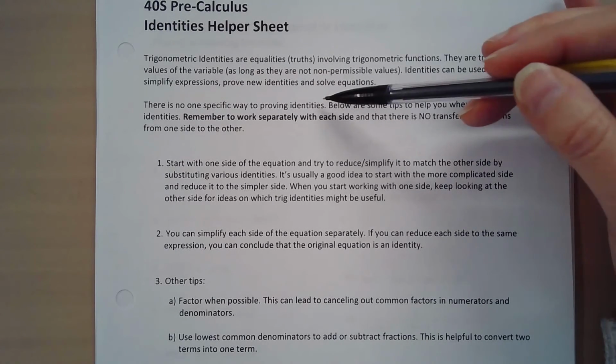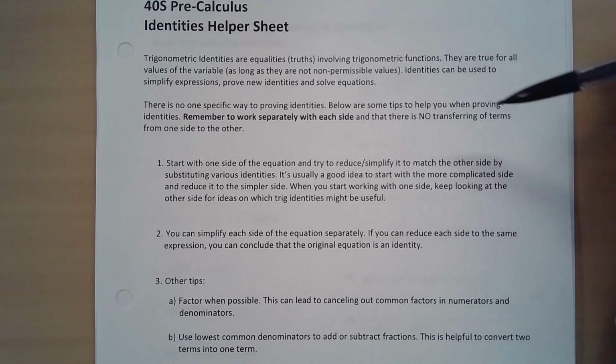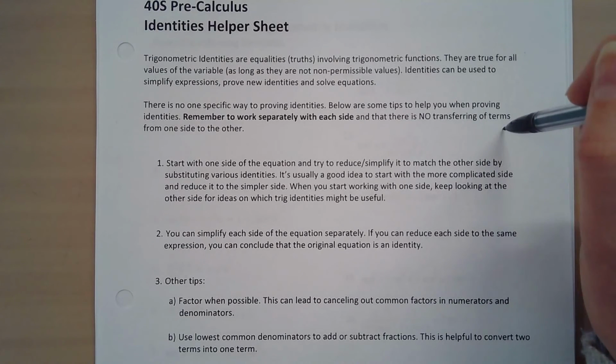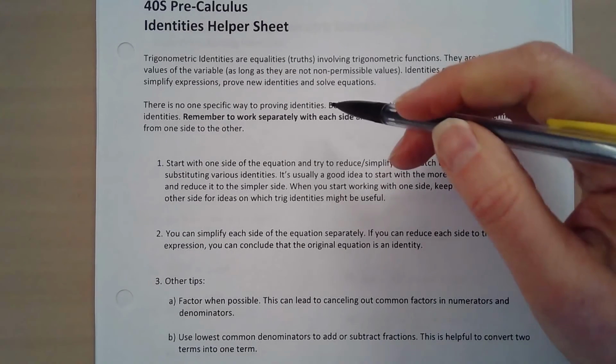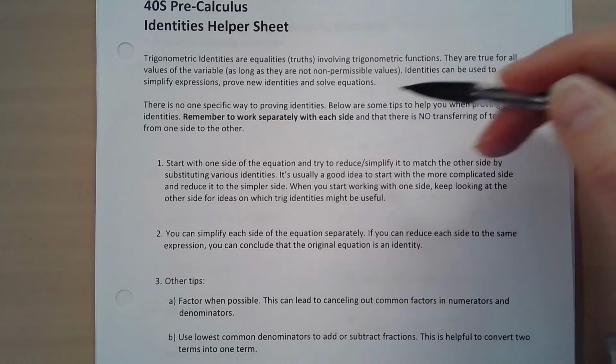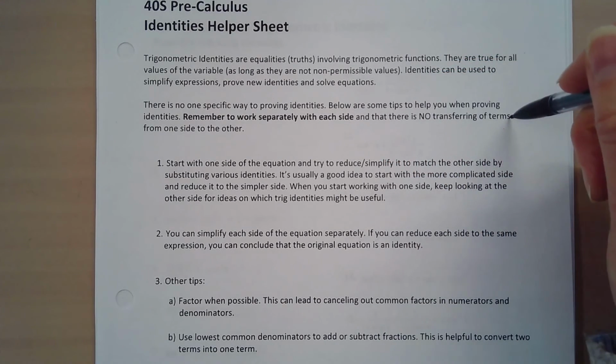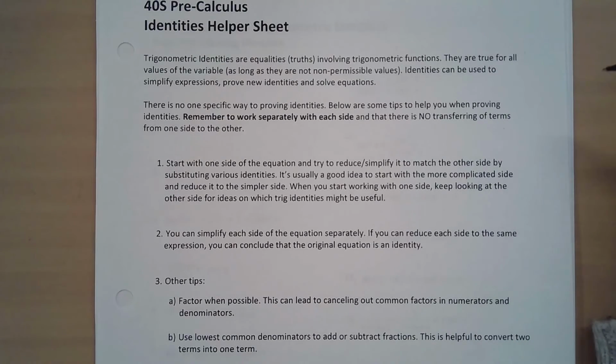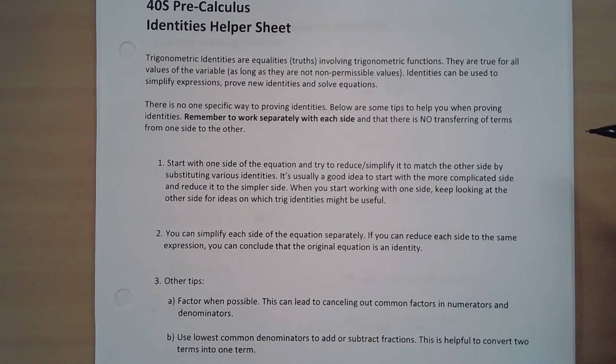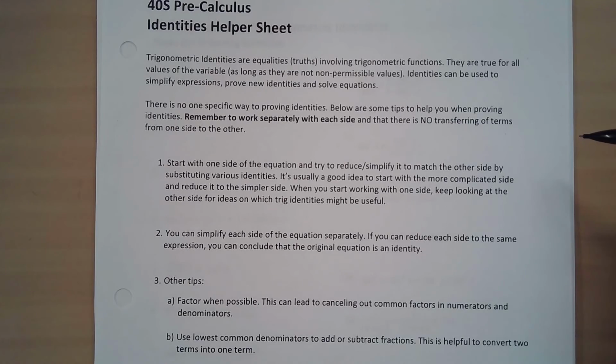There is no one specific way to prove identities. Below are some tips to help you when proving identities. Remember to work separately with each side. There is no transferring of terms from one side to the other. That's why the T-chart's nice, because it forces you to stay on either the left or the right.